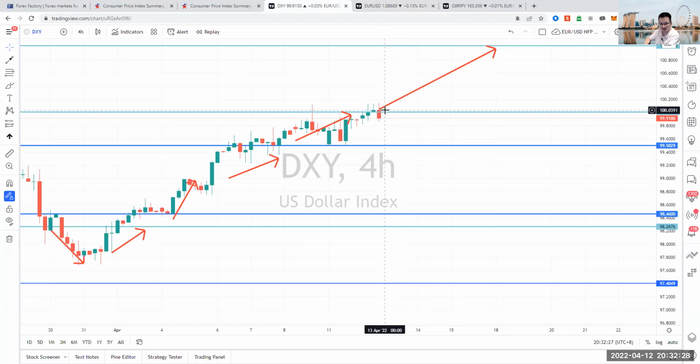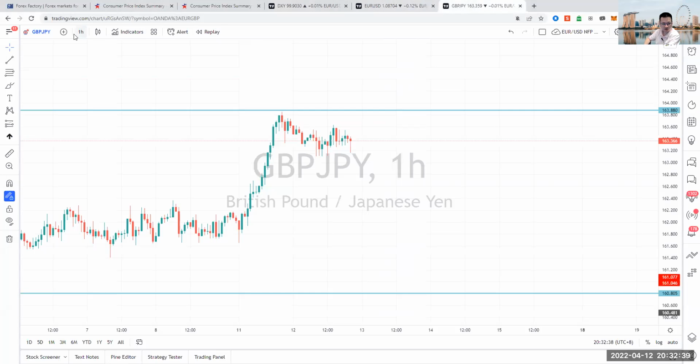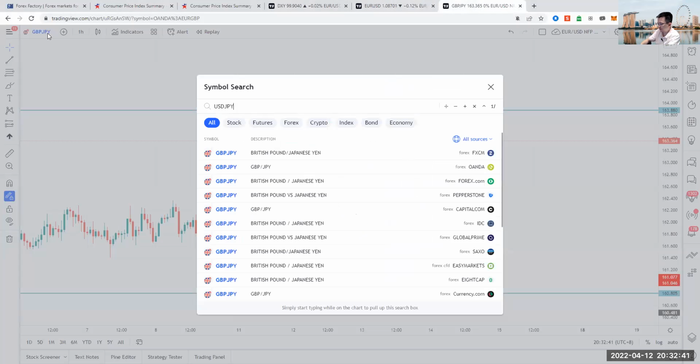Dollar index turning down from that 100 level. I think that it's possibly going to test this level a little bit before possibly moving up again. Let's look at US yen that we were just looking at just then.